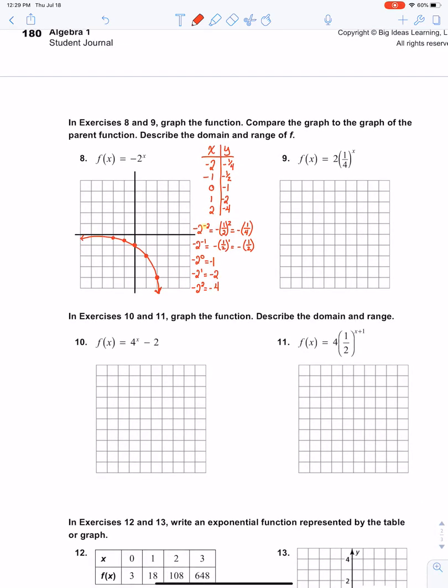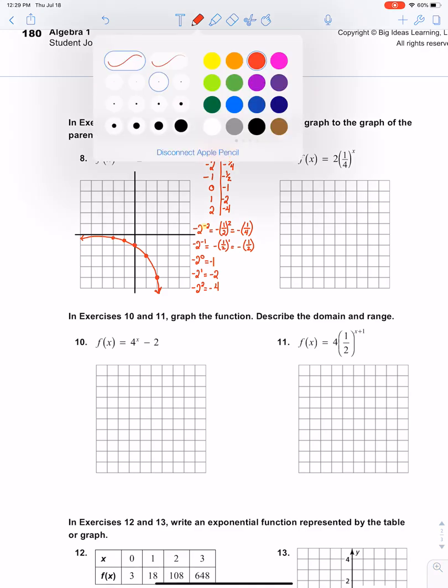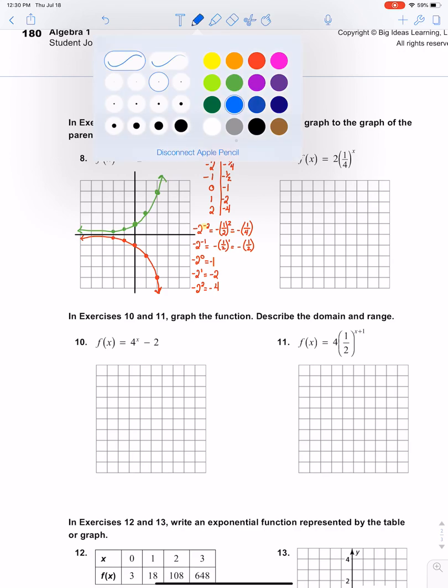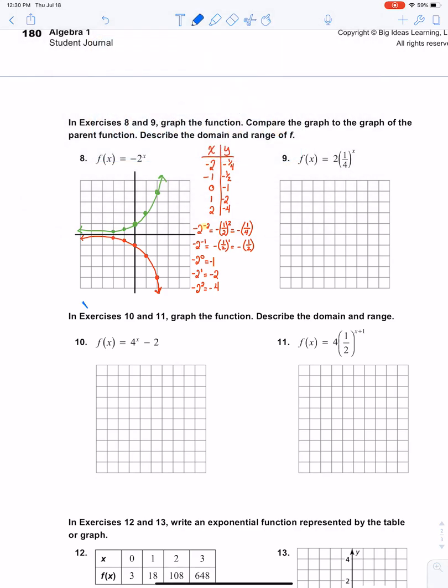And it says compare the graph to the graph of the parent function. The parent function is y is equal to b to the x power. So the parent function would look something like this. Okay, the parent function is something similar to this. Okay, now comparing it to the graph of the parent function, we are ending up with a reflection over the y-axis.